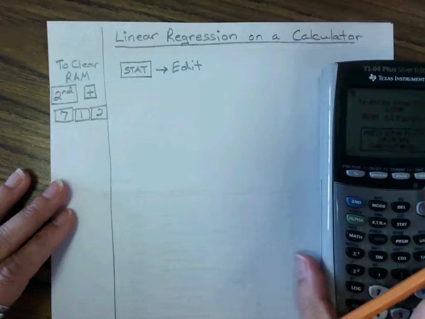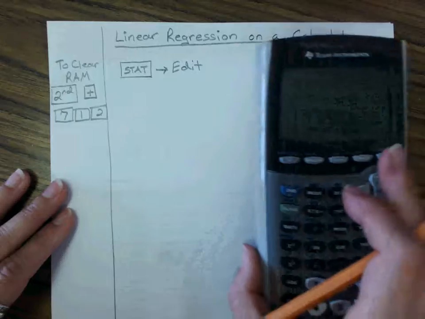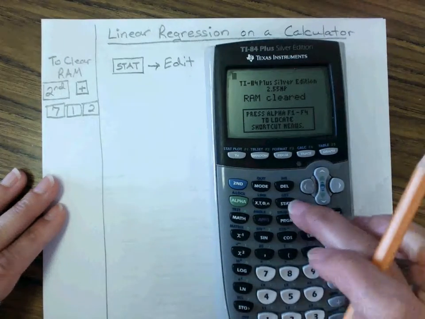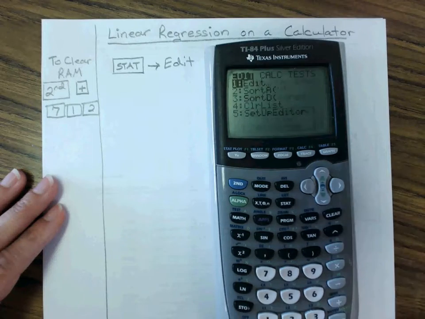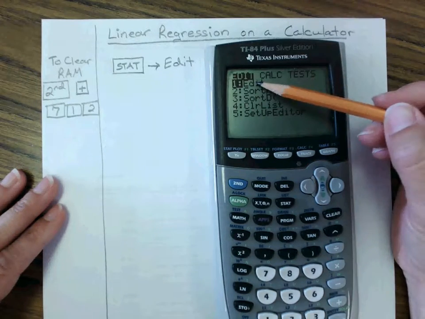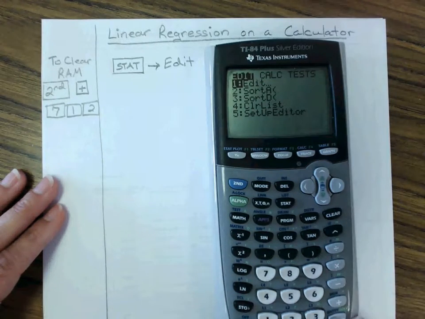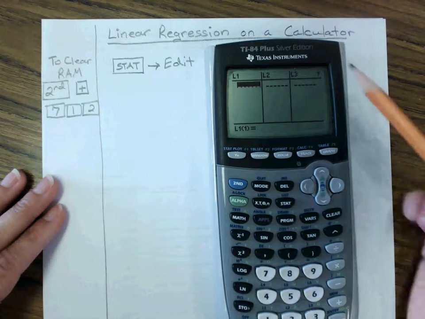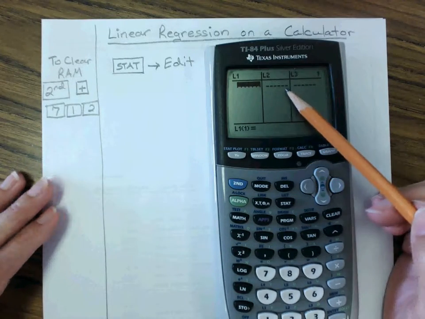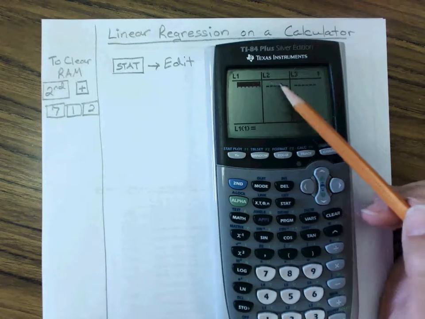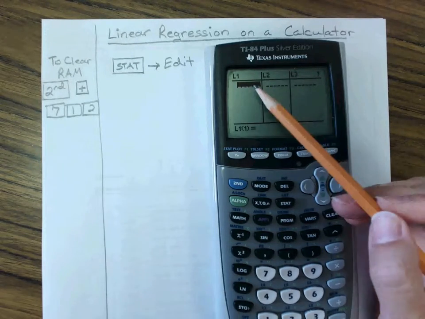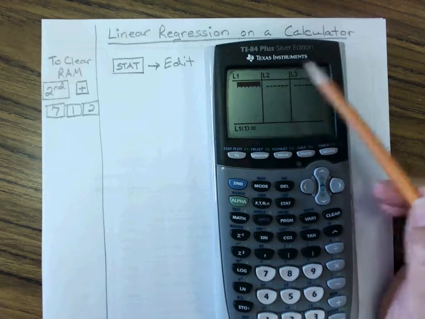So then I'm going to go stat edit. So let's go ahead and do it. So the stat button is right here, close to the top. So go ahead and hit that stat button, and you're going to choose option 1 for edit. So you can either hit the number 1 or you can hit enter. And you should see this screen with L1 and L2. If you don't see L1 and L2, please raise your hand because your calculator is messed up and your teacher needs to fix it. So L1 and L2, okay, you'll see other stuff as well.